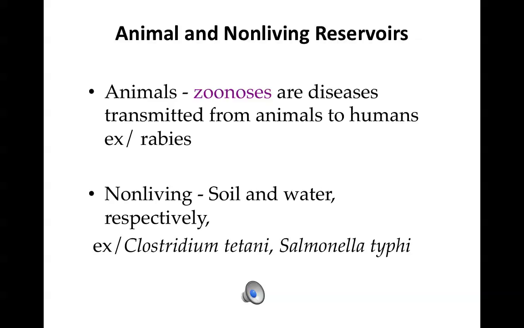Clostridium tetani is an organism that causes tetanus that we can find in soil. Water, drinking water respectively, can also be a source of Salmonella typhi. Both organisms are pathogenic. They make you sick. And it just happens that soil and water would be considered, of course, non-living environmental sources or reservoirs for these two pathogens.